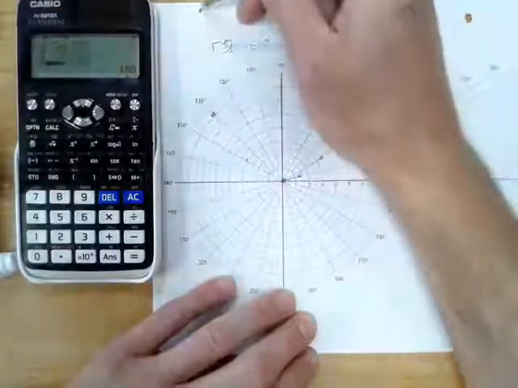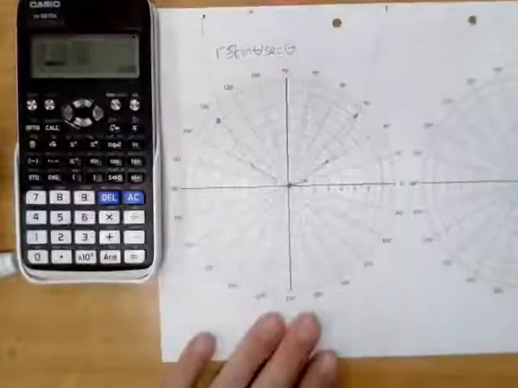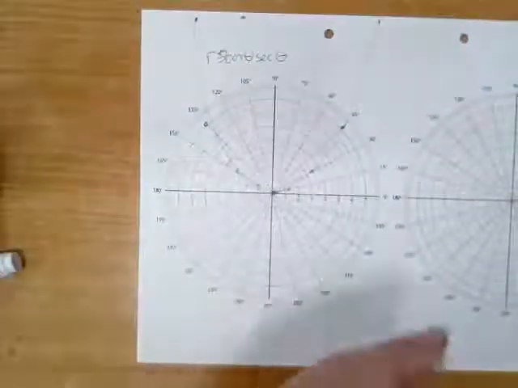And if I join that up, you get y equals x squared. Boom! So you can represent functions like that in terms of polar coordinates.